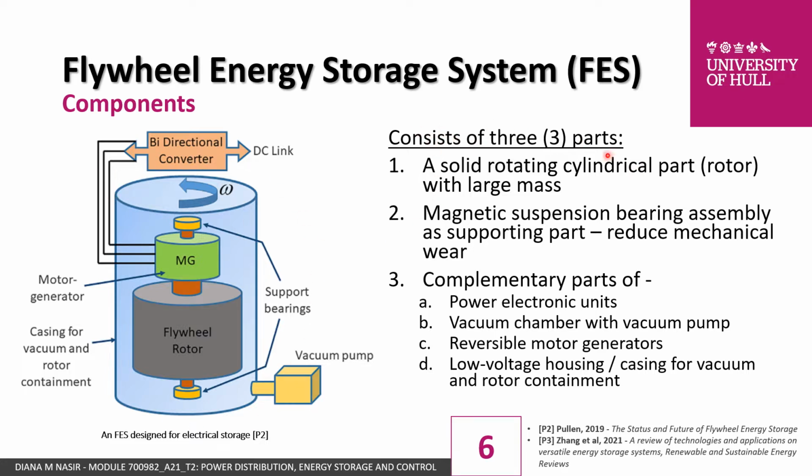And now we get to the components behind the flywheel. Of course, it consists of three main parts. The first one is the cylindrical part, the flywheel rotor, which should be solid and of large mass. The second one is the magnetic suspension. You can see the support bearings here, which support the whole system inside the flywheel chamber, and function to reduce the mechanical wear that happens in between. We also have other complementary parts, which include the power electronic units to power the reversible motor generator, and then the vacuum chamber and the vacuum pump.